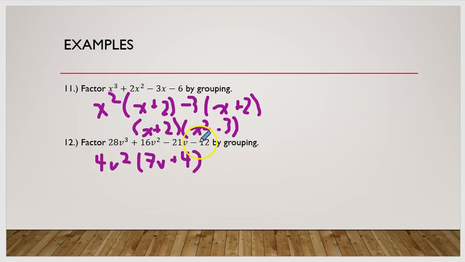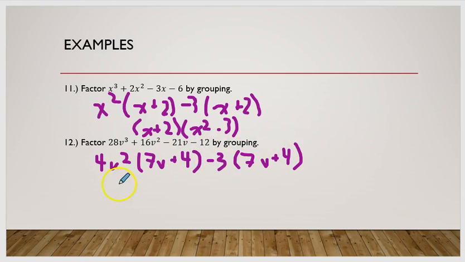And then do the same thing with this part. So these numbers are both divisible by negative 3, which will leave me with 7v plus 4. Remember, the stuff inside parentheses has to match, so if you get the wrong sign, just double check your work. Negative 12 divided by negative 3 was positive 4.